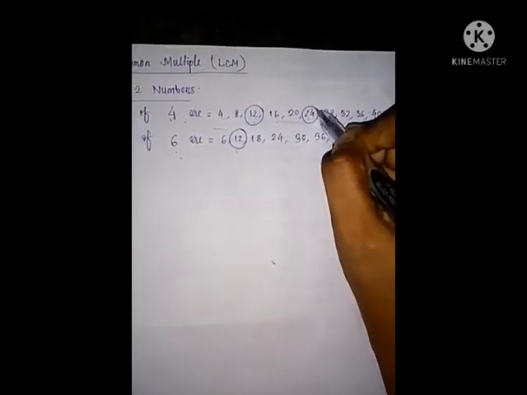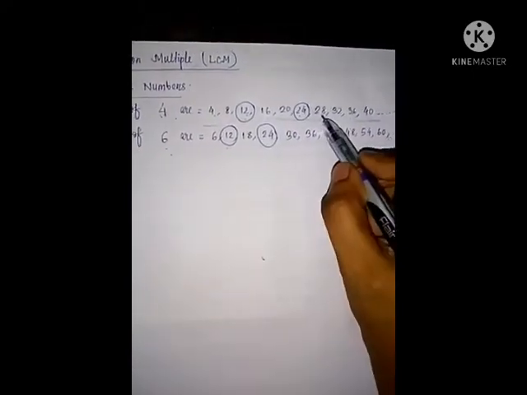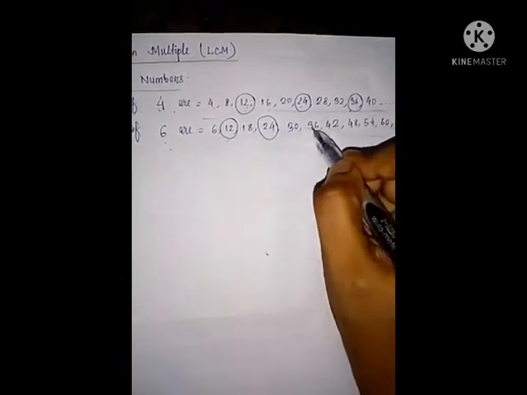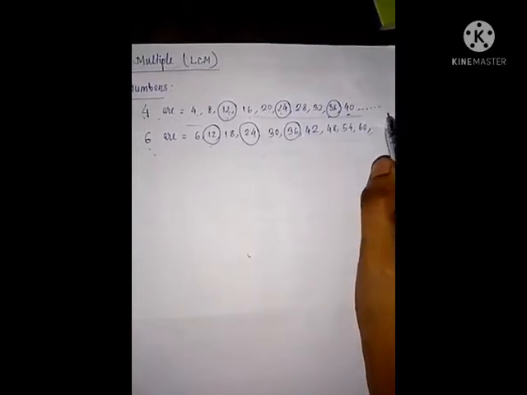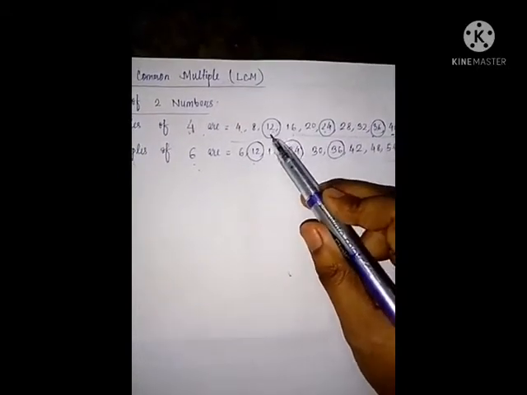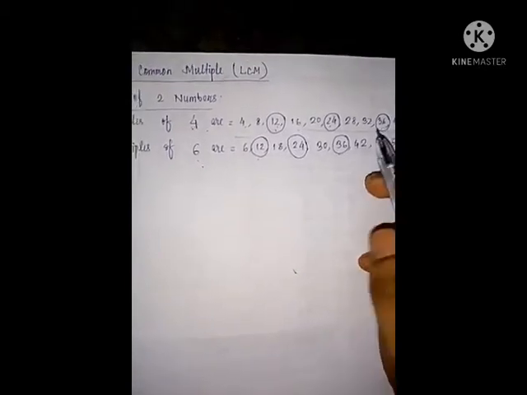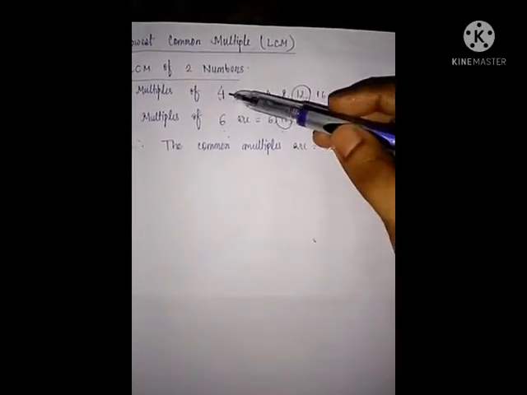24 is a multiple of 4 also, and 24 is a multiple of 6 also. Now see 36, 36, and 40, no. Okay, so we have got common multiples 12, 24 and 36. So these are the common multiples of 4 and 6.